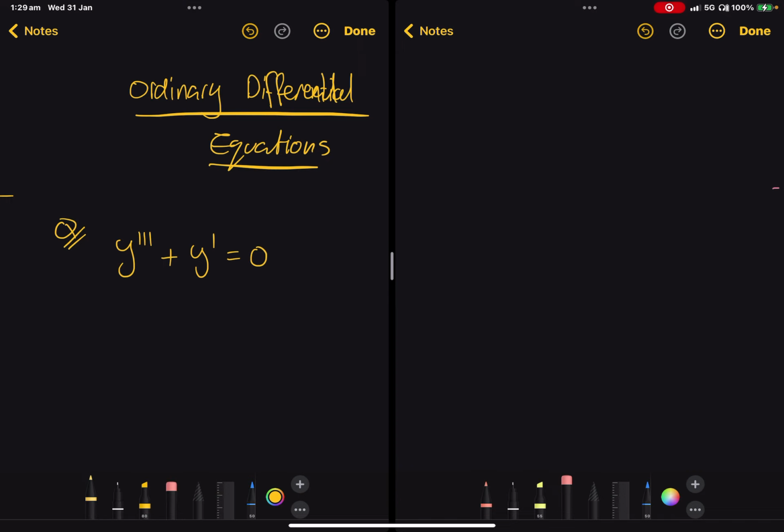And we do have initial conditions here. We are told y of 0 is equal to 0. We are told y prime of 0 is equal to 1. And we are told y double prime of 0 is equal to 2. So this is a third order differential equation.